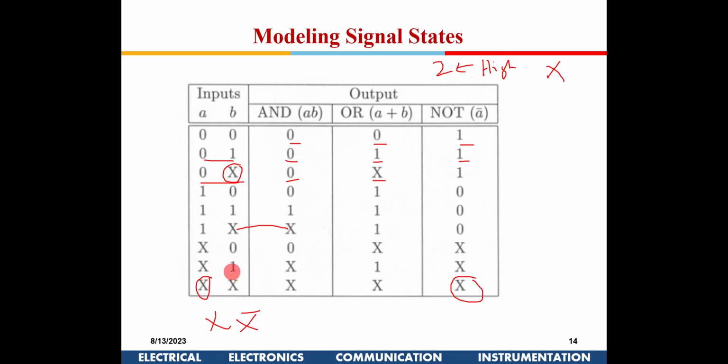Is this point understood? X means it is unknown, it is just unknown. So there is nothing known as X bar out here. So this is the truth table.